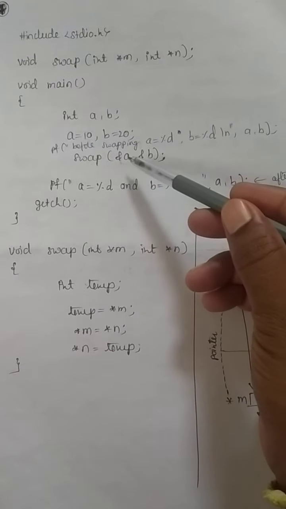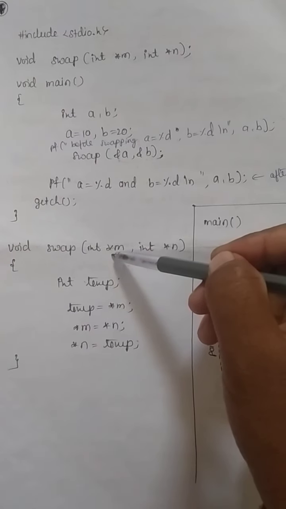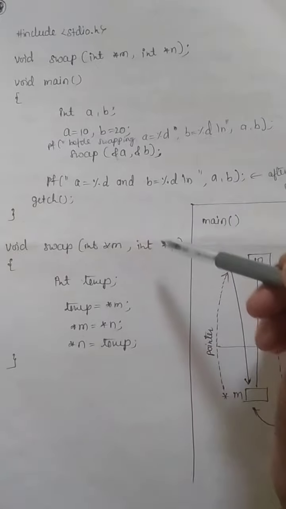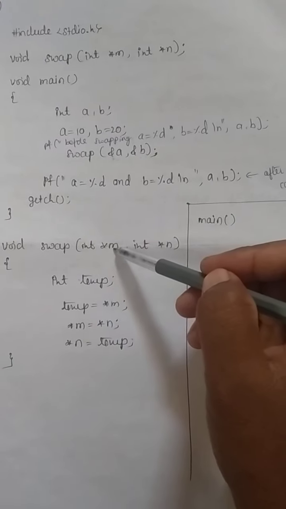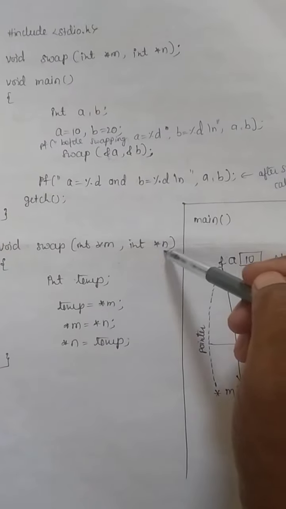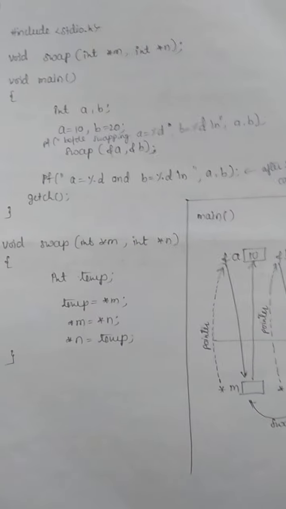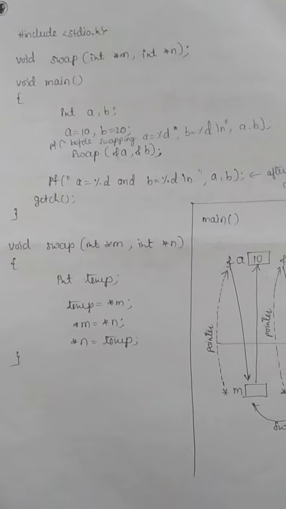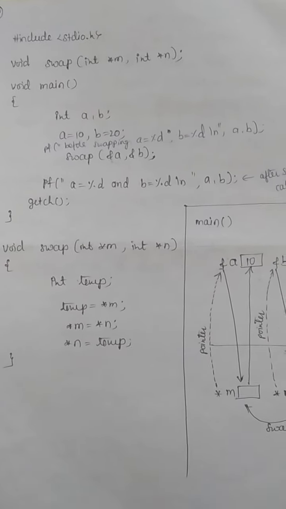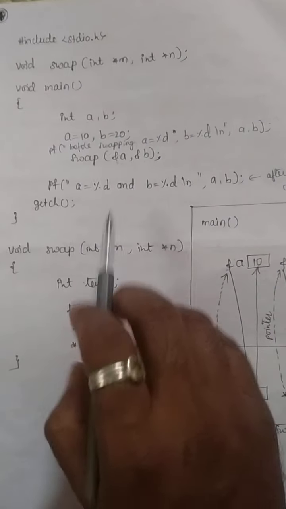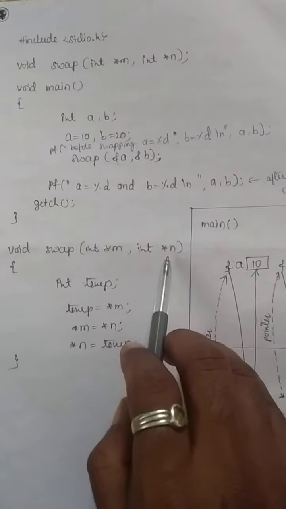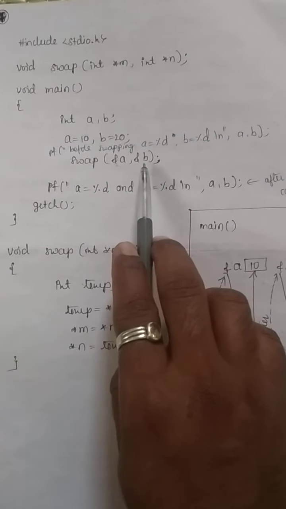So now what happens? Address of A is sent to m. Address of B is sent to n. It means m is pointing to A, n is pointing to B, because these two are pointers. Pointers in the sense, a pointer is a variable which holds the address of another variable. m is a pointer which holds the address of A. n is a pointer which holds the address of B.